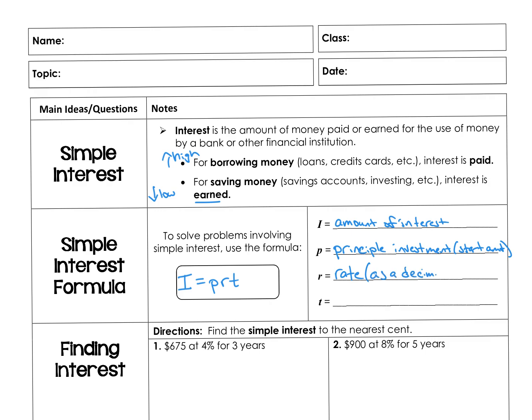That's really important because if you don't change it to a decimal, it's going to make it look like the interest that you're earning or paying is really, really high. And then in this case, T is going to be our time in years. Like I said, this is simple interest. There are different interest formulas, but this is what we're focusing on today.